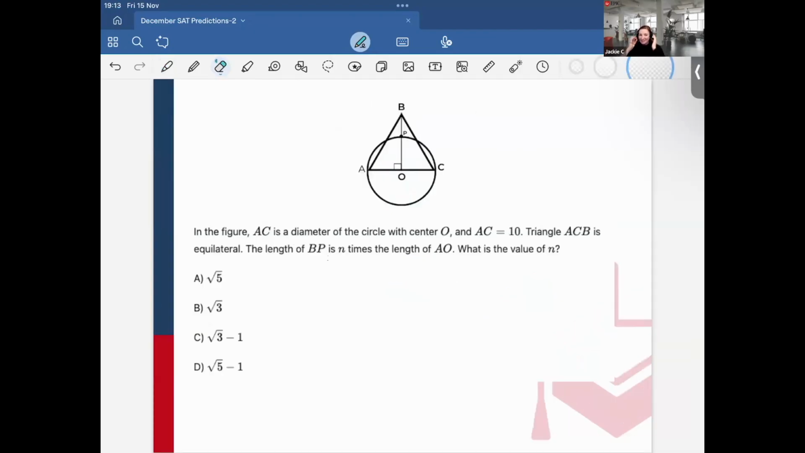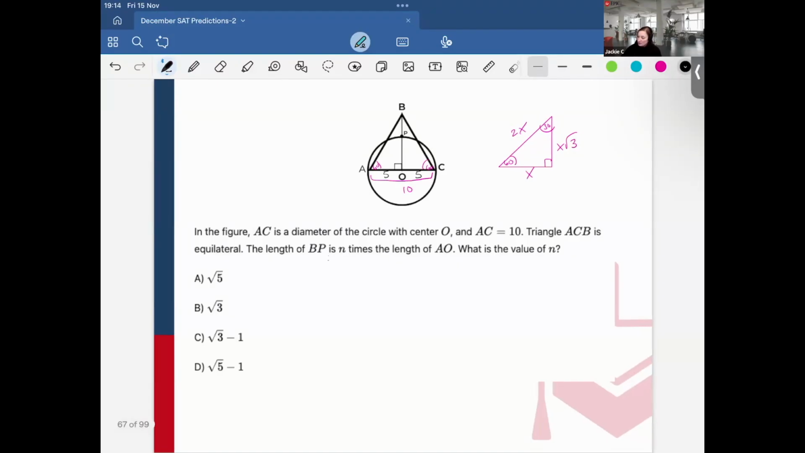So let's look at this one. Okay, so here it says in the figure, AC is the diameter of the circle with center O, and AC is 10. So whole length 10. Triangle ACB is equilateral. Helpful. So all of the degrees would be 60 degrees. And the length of BP is n times the length of AO. Okay, so this I can solve using my knowledge of 30, 60, 90 triangles. So if this is 60 and this is 30, this would be x, this would be x root 3, and this would be 2x. So therefore, I know that this is 5 and this is 5.